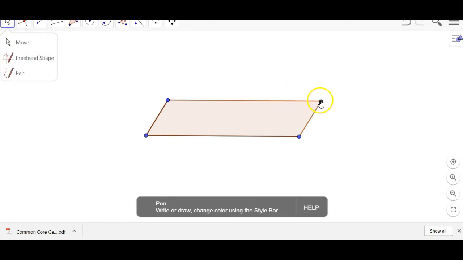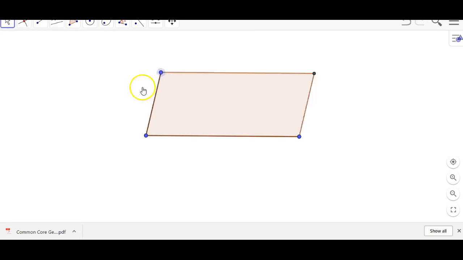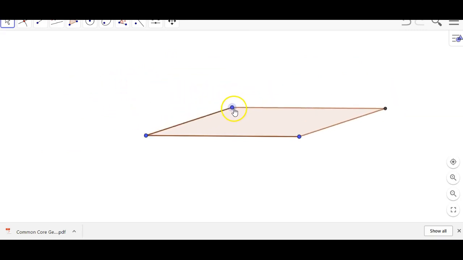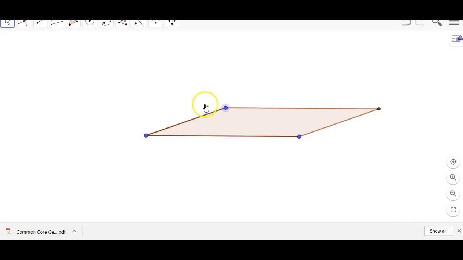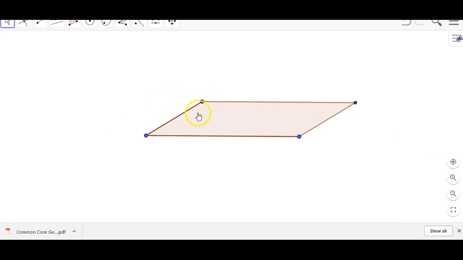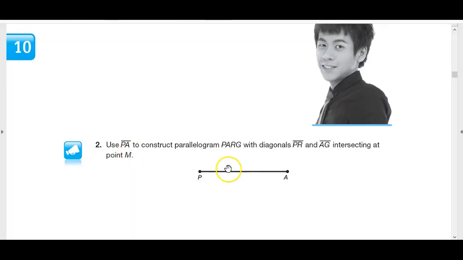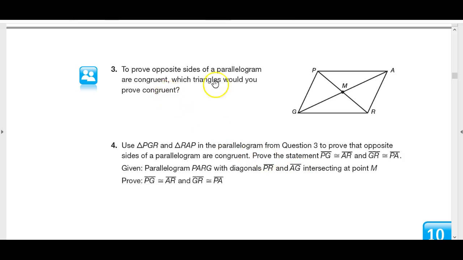And if I want to, all these blue dots, I can adjust them. So I can make a lot of different parallelograms. But no matter how I shape it, it's still a parallelogram. See how this diagonal will be so short and that diagonal will be so long. So I know the diagonals are not going to be congruent to each other. But the question is, what else can we do with it? Well, let's go back. They wanted us to construct it. We've constructed it, right? Now they want to prove that the opposite sides are congruent.